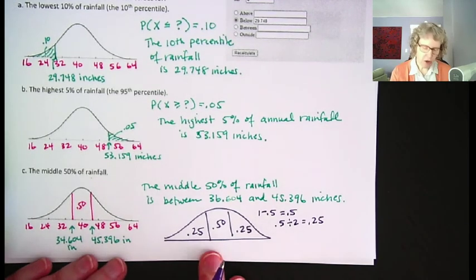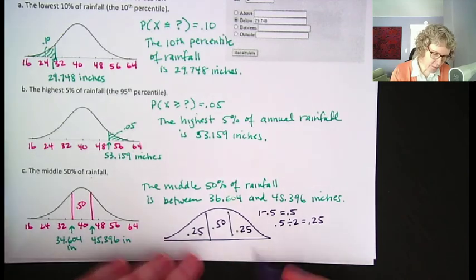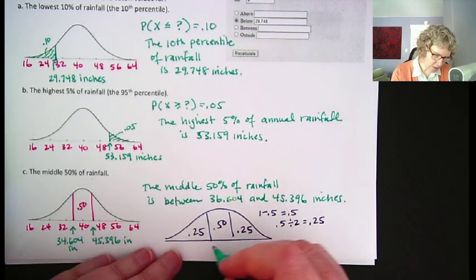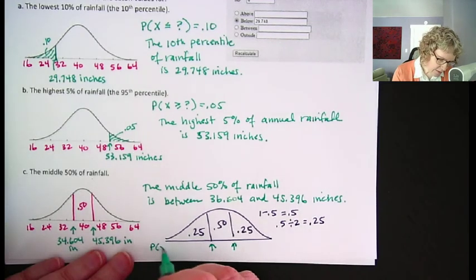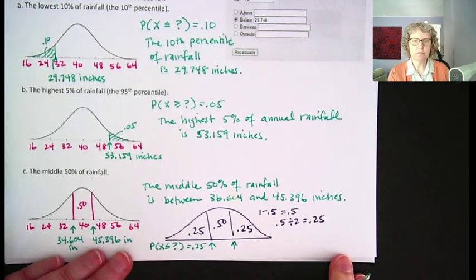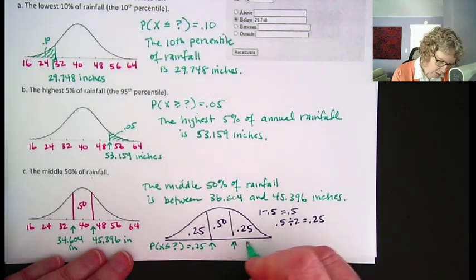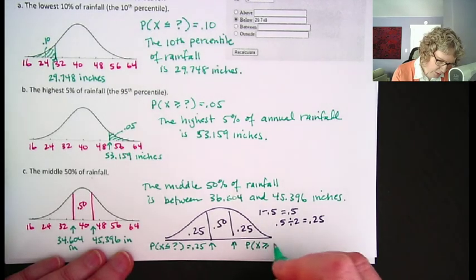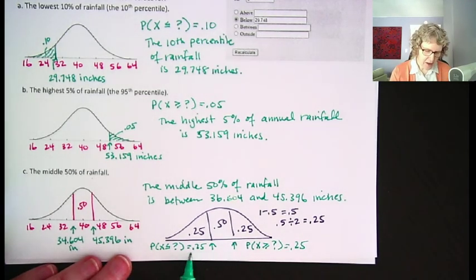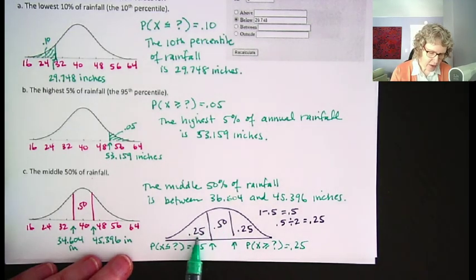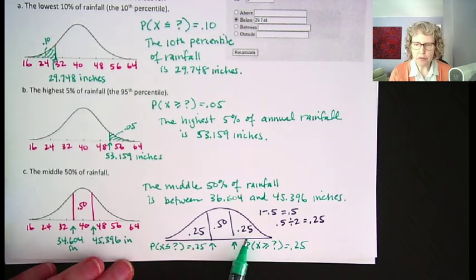Now, Geogebra is a little bit harder to do this particular problem, so we have to find each one of these separately. So for this one, we would say probability that x is less than or equal to what equals 0.25. And then for this one, we would say probability that x is greater than or equal to what equals 0.25. So you can see we're not actually using the 50% in our calculation in our technology. So we have to figure out the lower amount and the upper amount first.